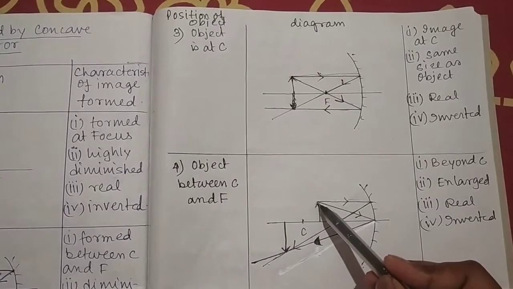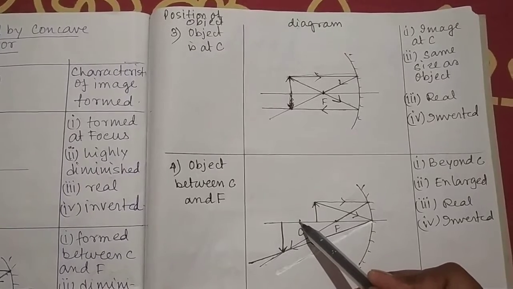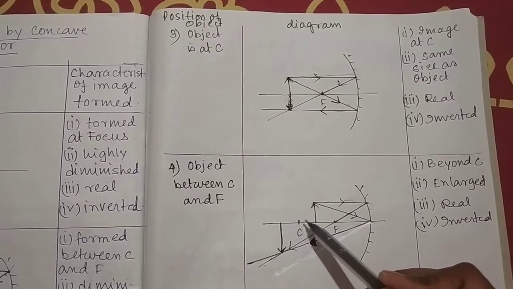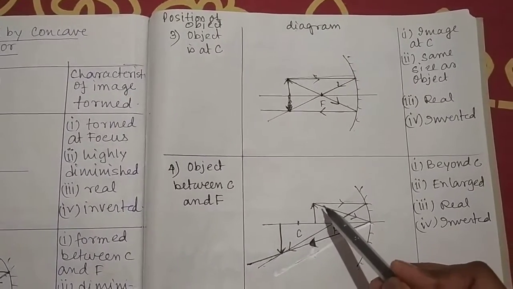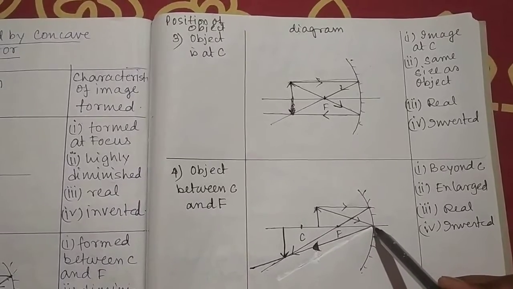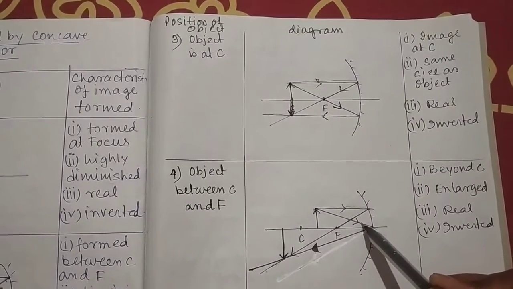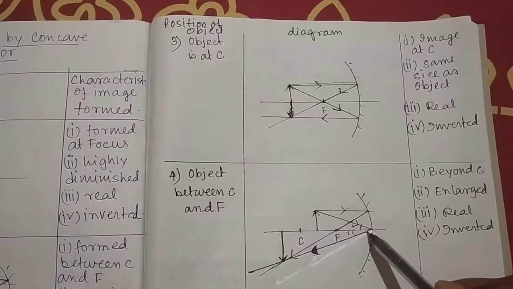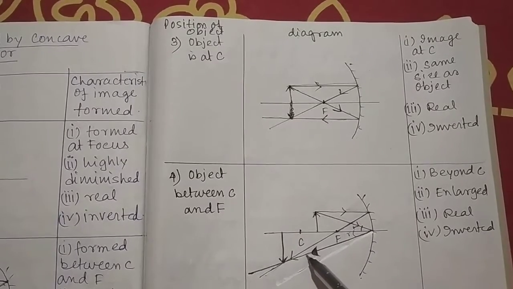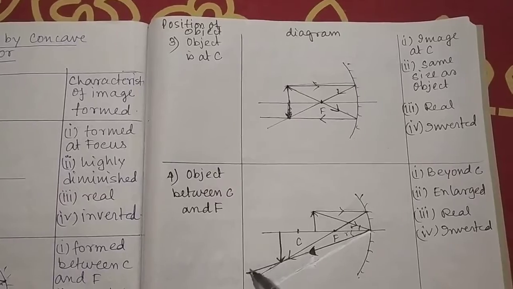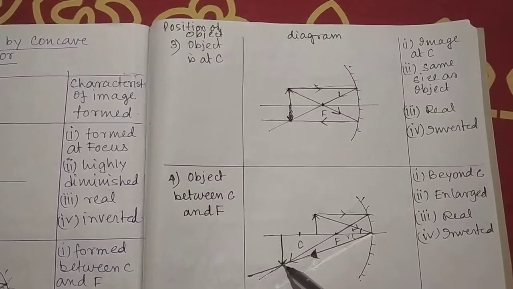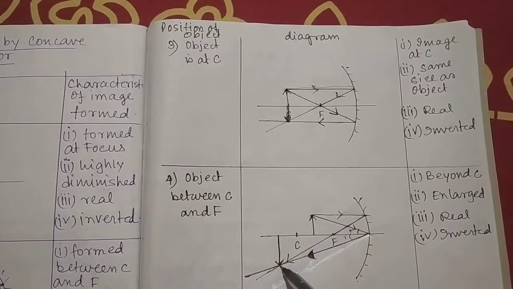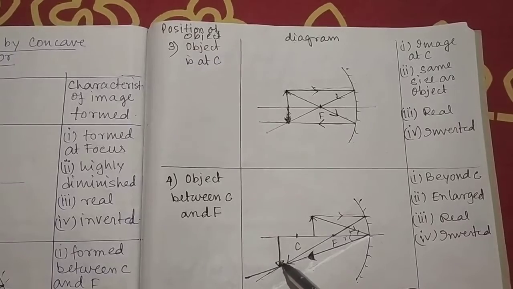Now see, in this case you cannot take another ray from the center of curvature because the center of curvature is now beyond this object. So you have to take another ray which will pass to the pole. From here, according to the law of reflection, angle I will be equal to angle R. So again the ray after reflection will move as shown in the diagram. Now the image will be formed at the point where the two rays meet after reflection, that is this point. So let's draw the image. So this is our image.